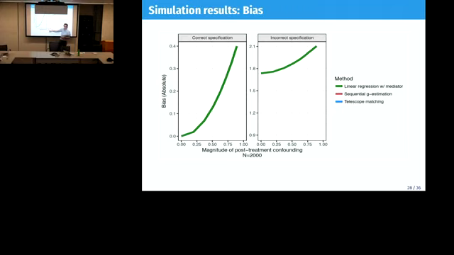We see a similar pattern in the incorrect specification, but the amount of bias that exists when there's no post-treatment confounding is high because of model misspecification. We've included these covariates naively without adjusting for them in the right way, right? Because we don't know the true function.